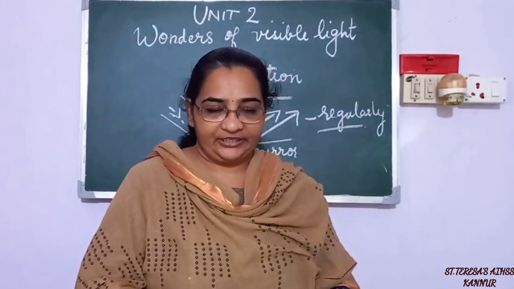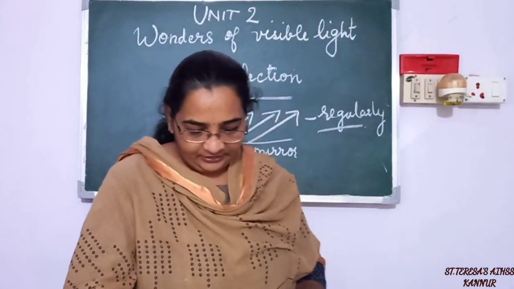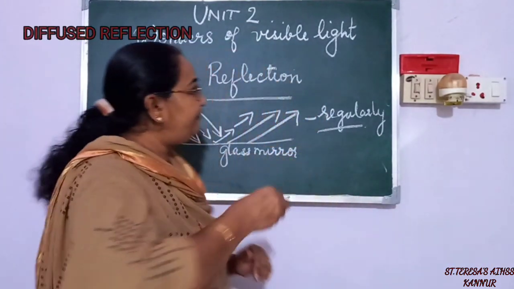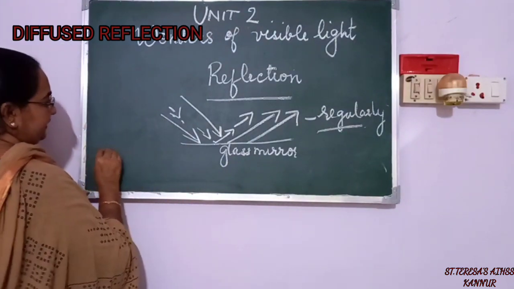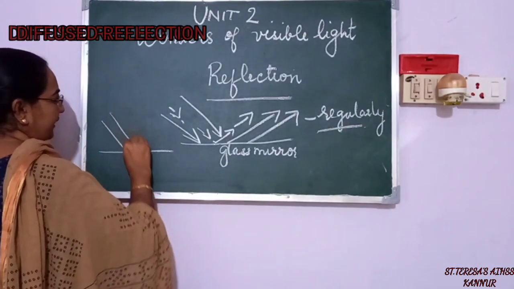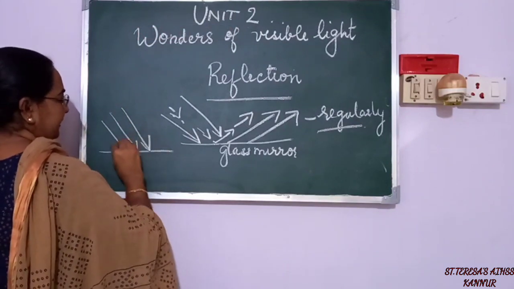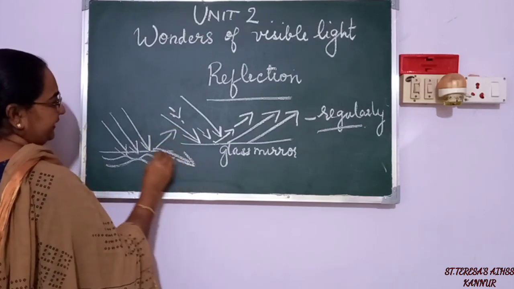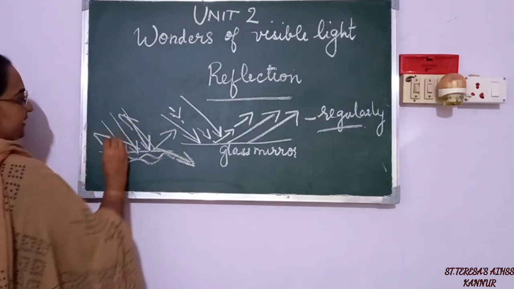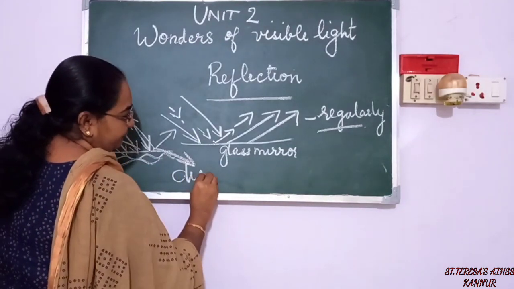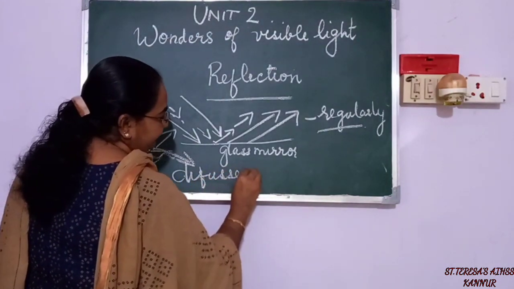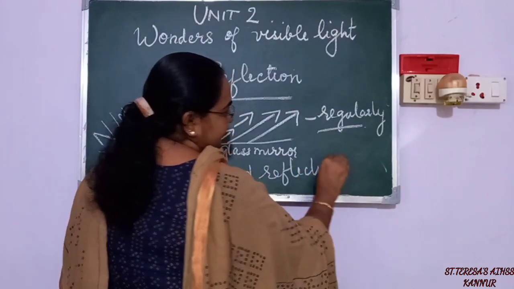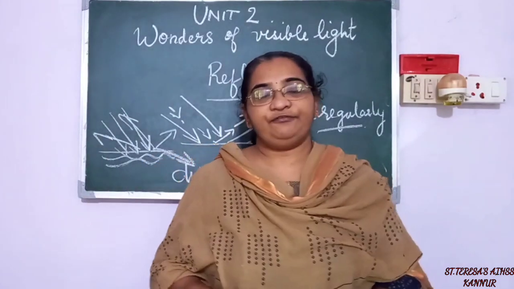This type of reflection, when it is on rough places, when it is irregular, is called diffuse reflection. When the rays fall like this on an irregular surface, what happens? The light will get spread in different directions. This type of reflection is called diffuse reflection.